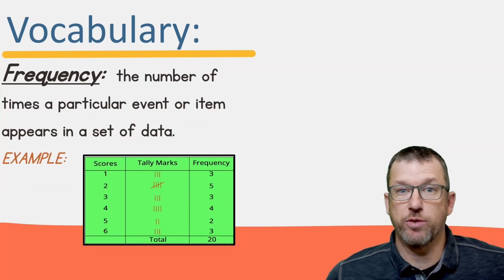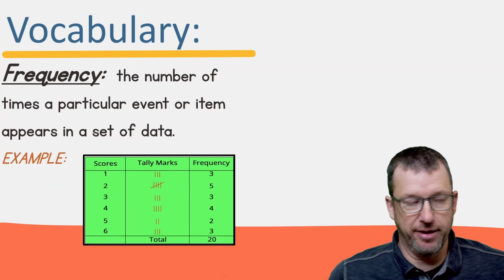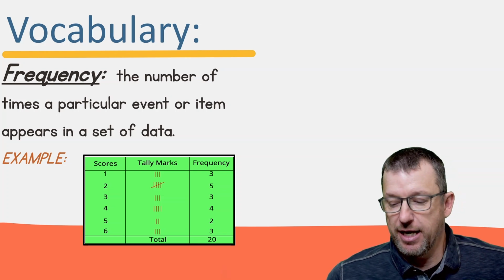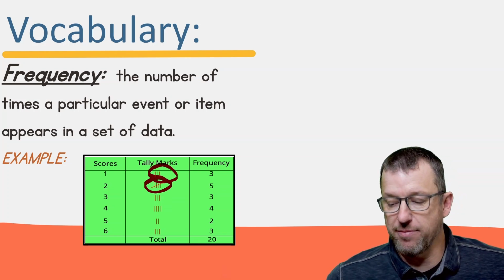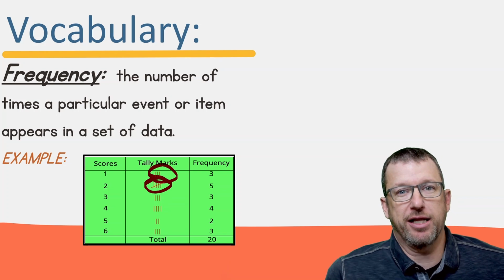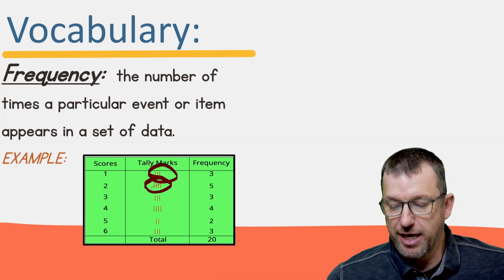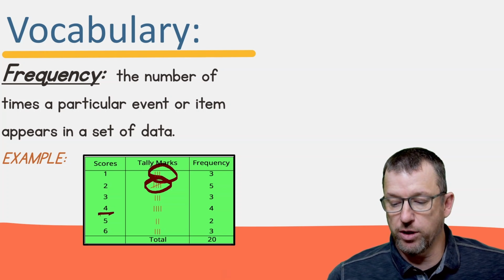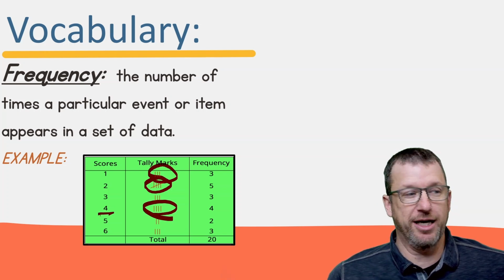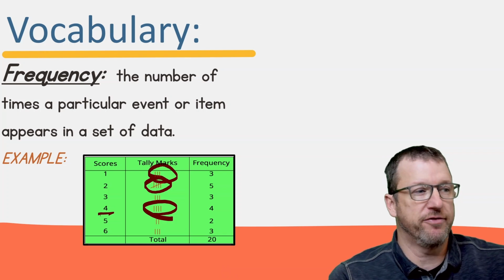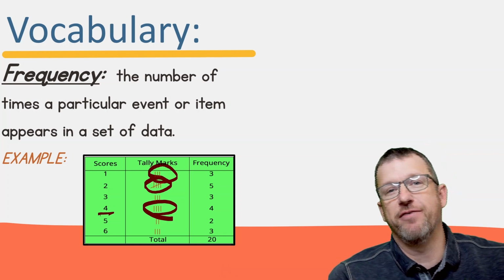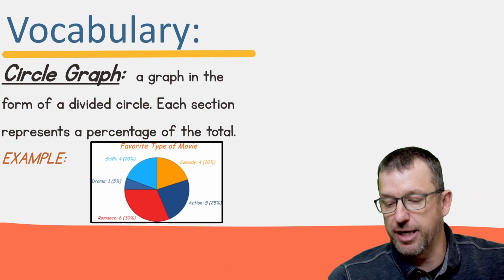Next is frequency. So when I'm collecting that data and I'm trying to figure out whatever it is, I'm collecting tally marks, or I'm finding out how many people in the class like yellow, and it might have been 5. 5 is the frequency. How many times did we score 4 goals? Well, we scored 4 goals 4 times. That was the frequency. How often? The number of times a particular event or item appears in our data.